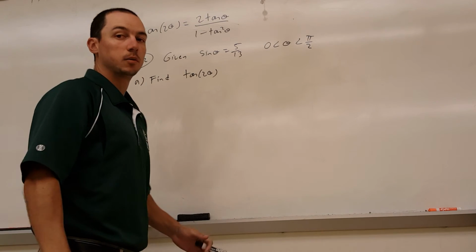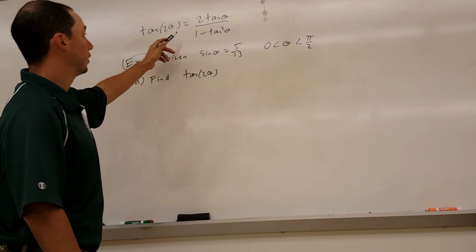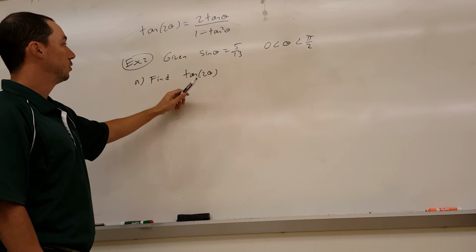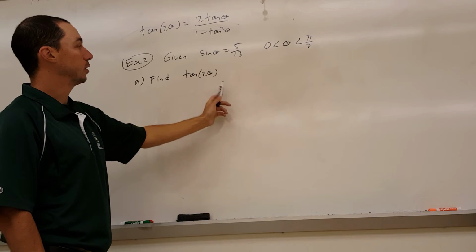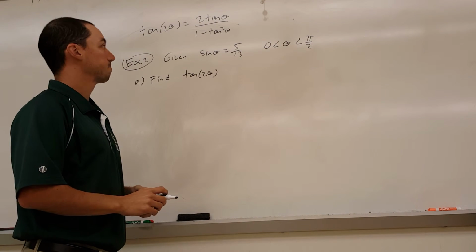We also have a double angle formula for tangent, so I'll pause the video and write that down right now. And we're going to do this problem. Example 2, given sine of theta is 5 over 13, and theta is between 0 and pi over 2, find the tangent of 2 theta.